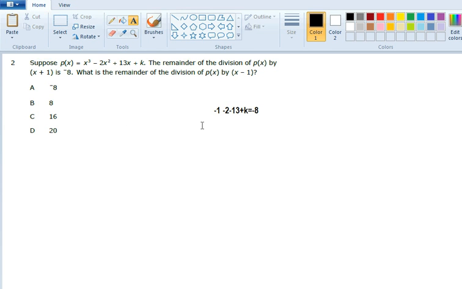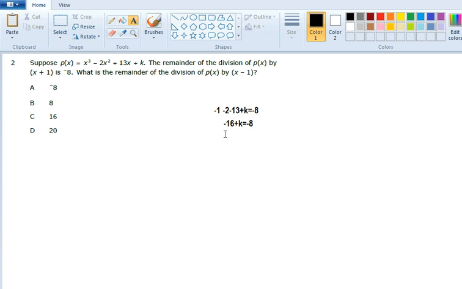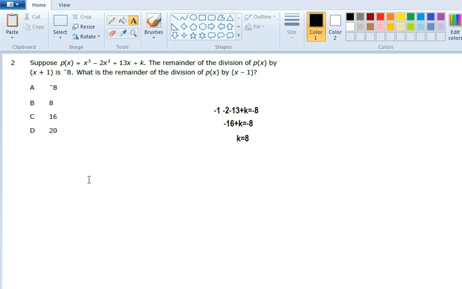Again, the remainder theorem is letting me know that if I plug in this negative 1 into the equation, this whole thing will equal negative 8. So I get negative 1 minus 2 is negative 3 minus 13, that's negative 16. So I get negative 16 plus k equals negative 8. And I'm just solving this. So I'm going to add 16 on both sides, and that cancels out, and negative 8 plus 16 is positive 8. So I know k is 8.